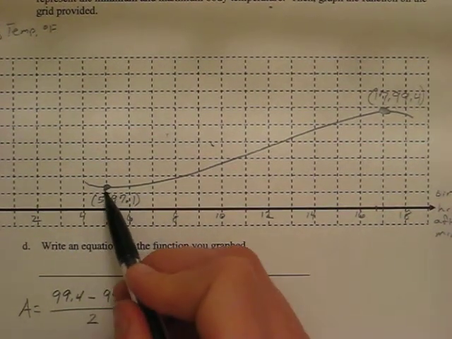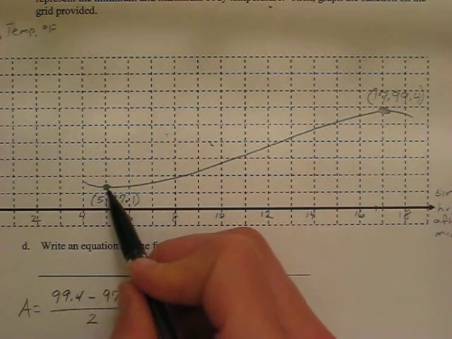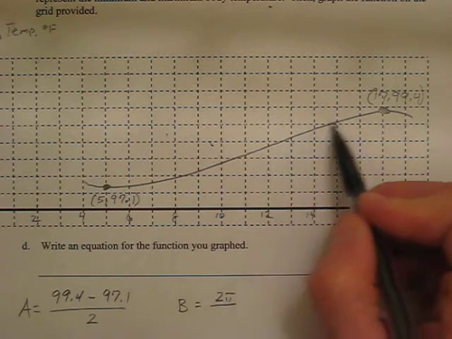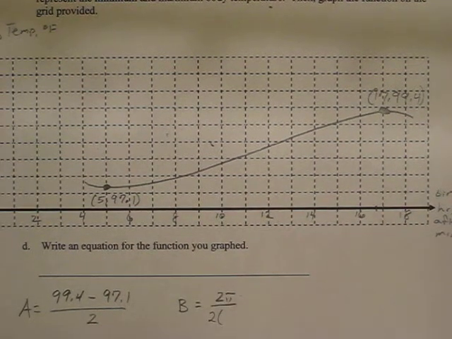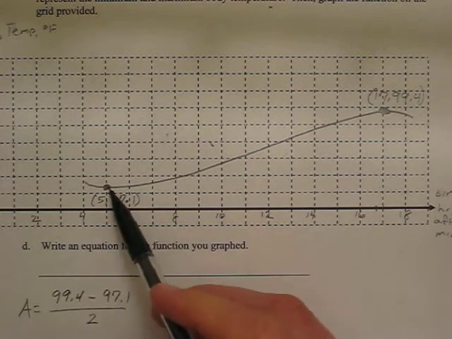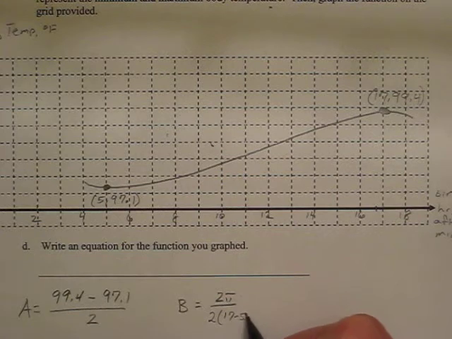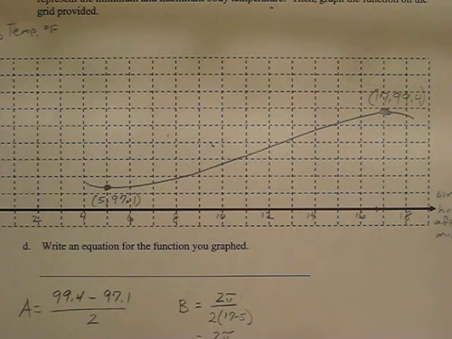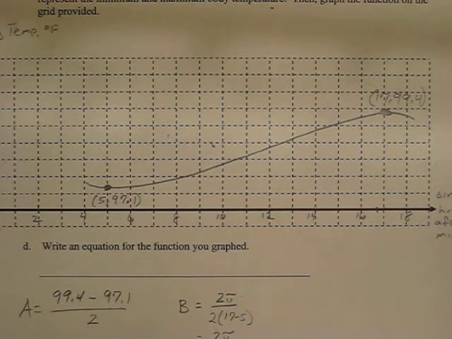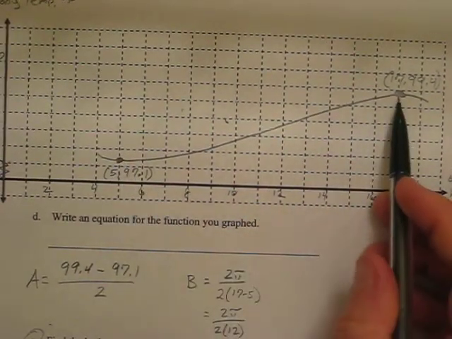The period goes from a minimum to a minimum, or a maximum to a maximum. But here we only have this increasing section. This is only half, so we have to multiply by 2 to find the period. We have to say 2 times this distance. So 2 times 17 minus 5 is equal to 2 pi over 2 times 12. What that means is it takes 12 hours to go from a minimum to a maximum.